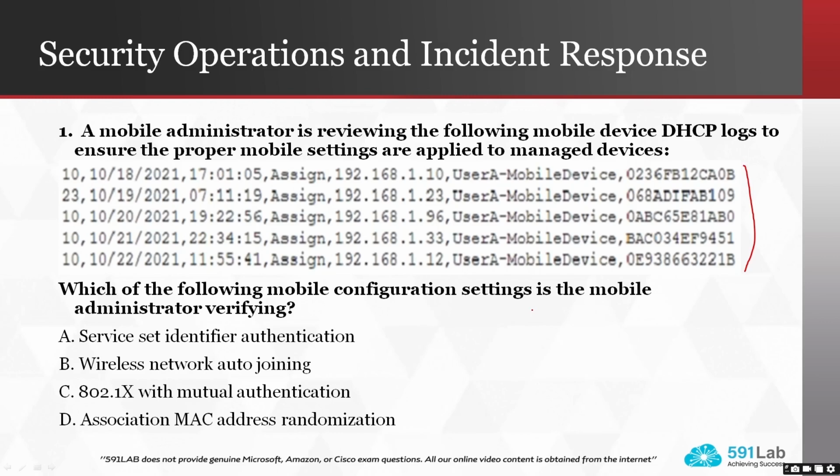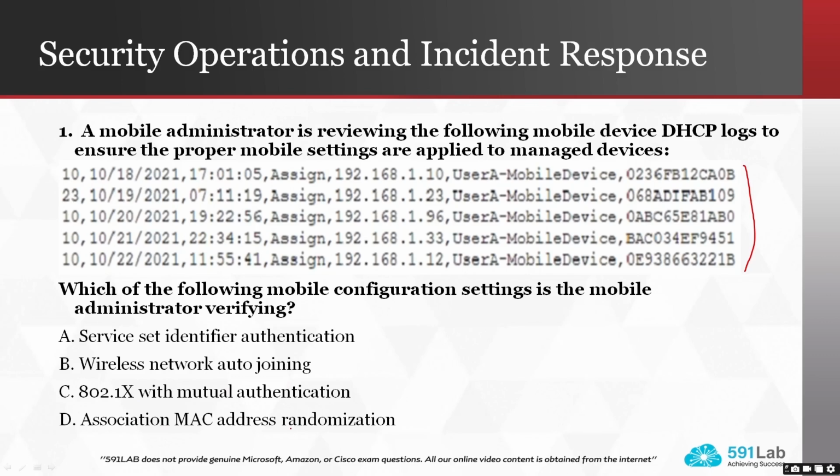So A, service set identifier authentication. B, wireless network auto joining. C, 802.1X with mutual authentication. D, association MAC address randomization.